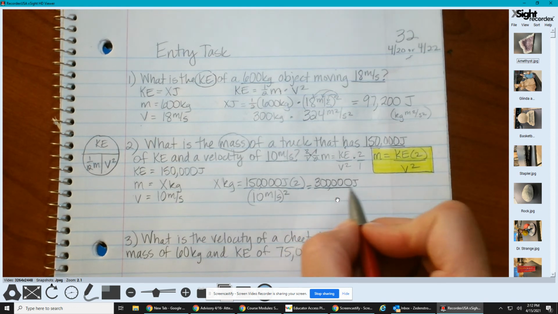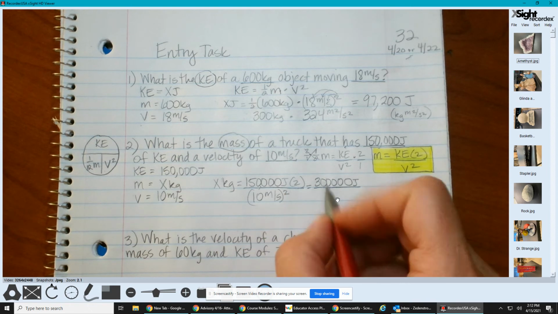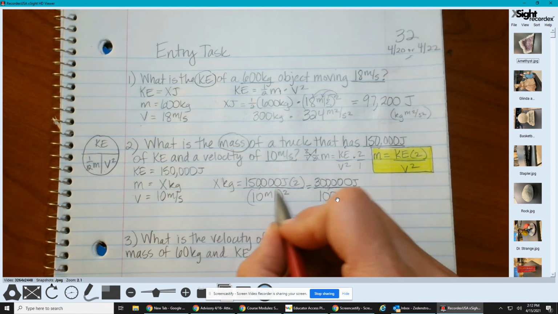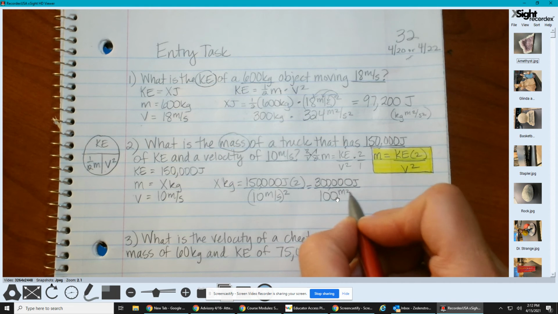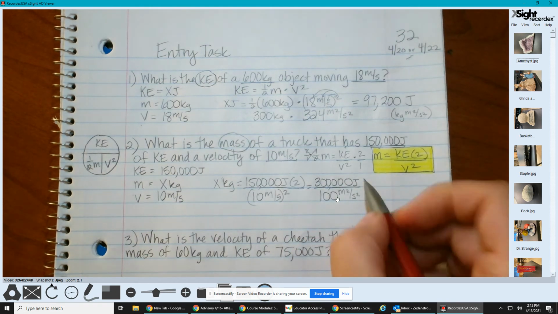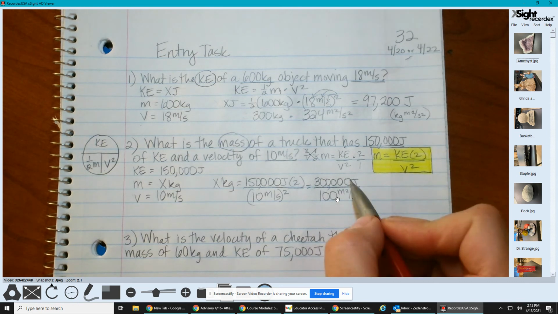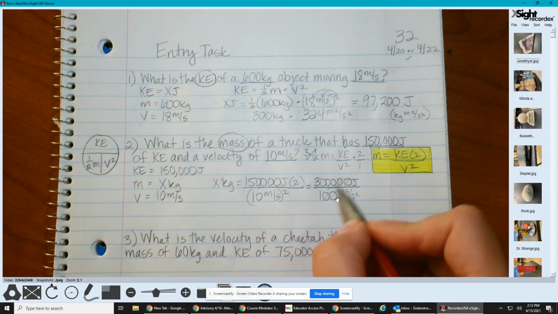Now on this side, we know that 10 times 10 is 100, so I already know that 10 squared is 100. But I also have to square my meters and my seconds, so it's a meter squared per second squared. So then I can solve by doing 300,000 divided by 100. If I can't figure it out in my head, I can always remember I can cancel zeros out and that leaves me with 3,000.